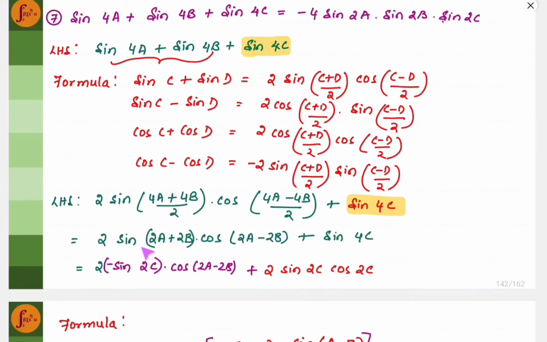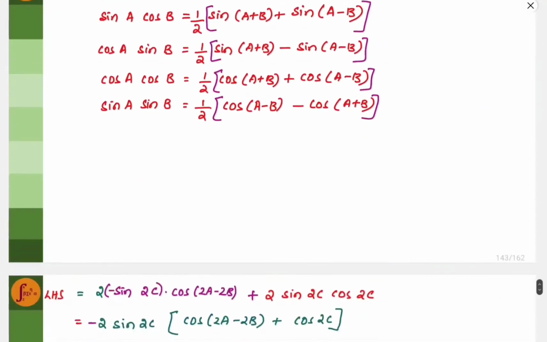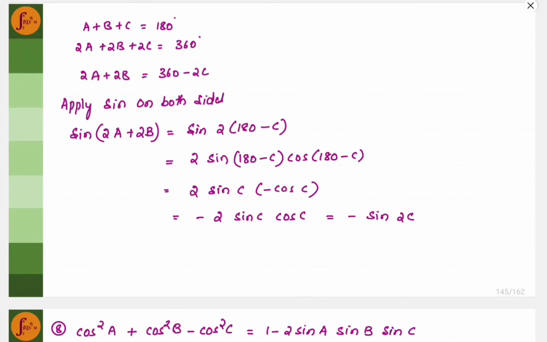Now what is sine 2a plus 2b? We know that sine a plus b is equal to sine c. This is if a plus b plus c is equal to 180 degree, right? Now how do we know what is sine 2a plus 2b? Here's the way. We need 2a plus 2b, correct? So we'll take a plus b plus c as 180 degree. We'll multiply both the sides by 2. We'll get 2a plus 2b is equal to 360 minus 2c.